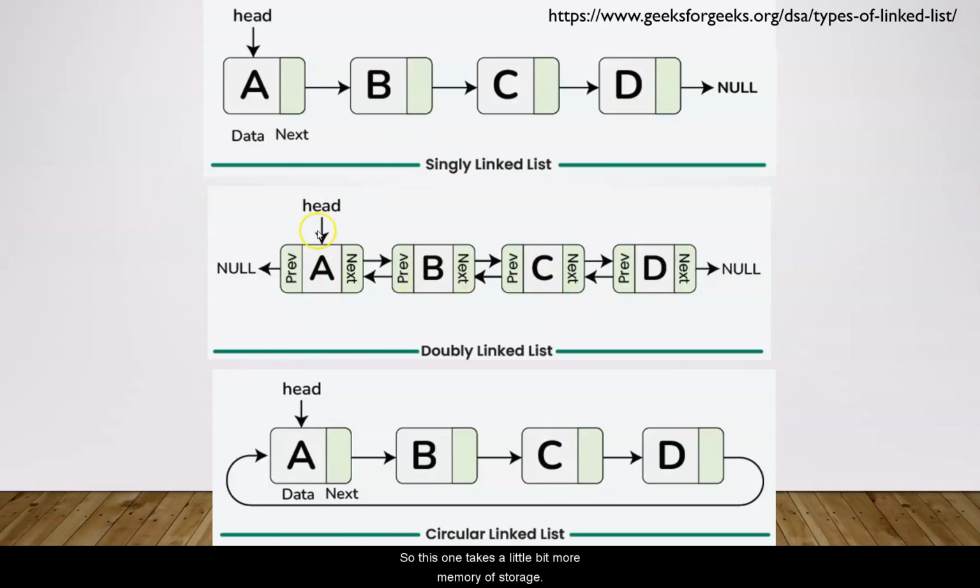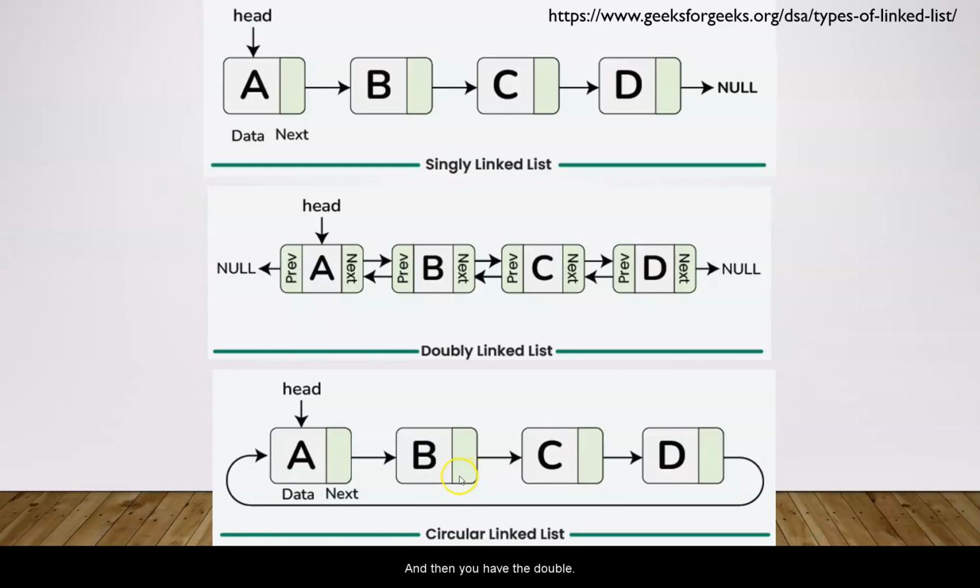So this one takes a little bit more memory of storage, but the benefit of it, right, is that now we can easily traverse the whole list going backwards and forwards, right? We know where we've been and we know where we're going, and so we can easily go back and forth either way. The problem with a singly linked list is if you get to C and you want to go back to A, then you have to just start over, right? You can't go backwards. You have to just start over.